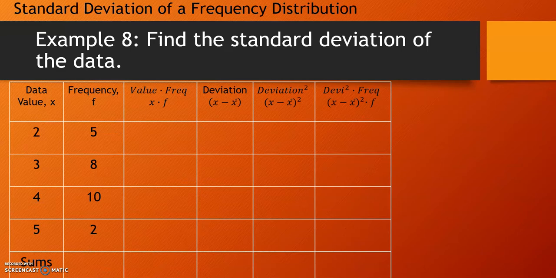Standard deviation of a frequency distribution. This is example 8, and we're going to find the standard deviation of the values. We're given a frequency distribution instead of a list of values. So if we look, the data value is 2, and the frequency, that 2 happens 5 times. The 3 happens 8 times, the 4 happens 10 times, and the 5 happens 2 times. If we add up the frequencies, we find that our total number of data points is 25.